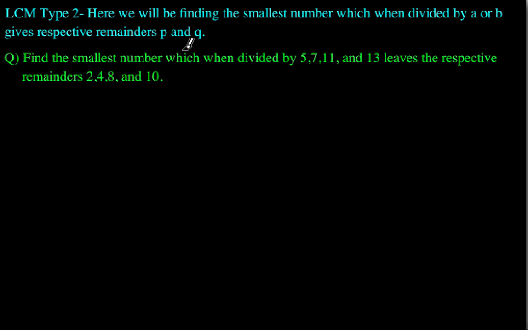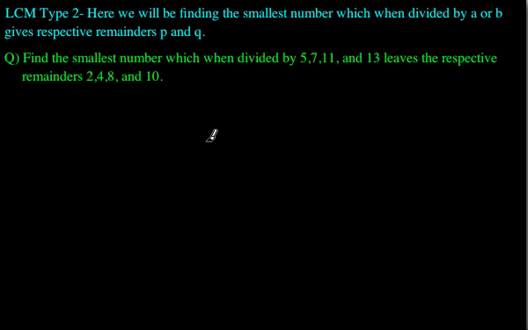So the first question is, find the smallest number which when divided by 5, 7, 11 and 13 leaves the remainders 2, 4, 8 and 10. So how we'll do this? Now there are different remainders when divided by different numbers. In the first type we saw, when we divided by different numbers we were getting the same remainder.